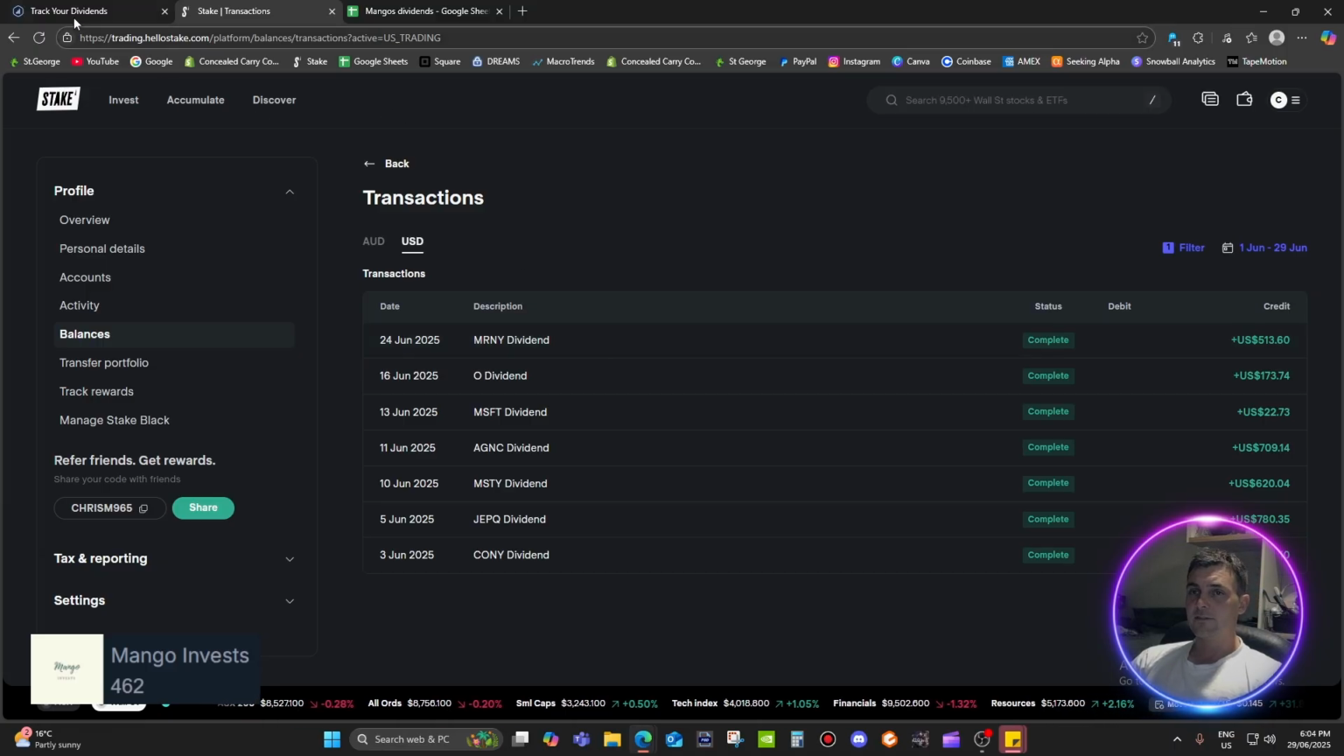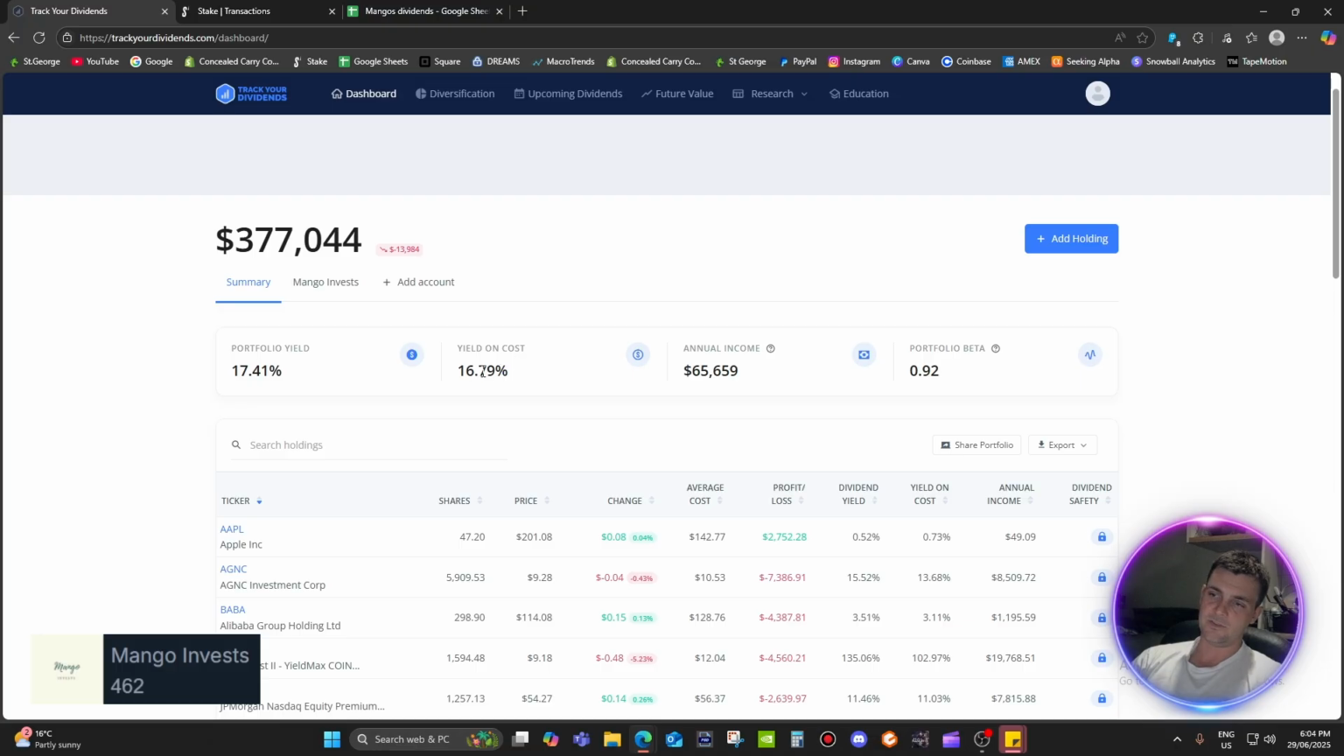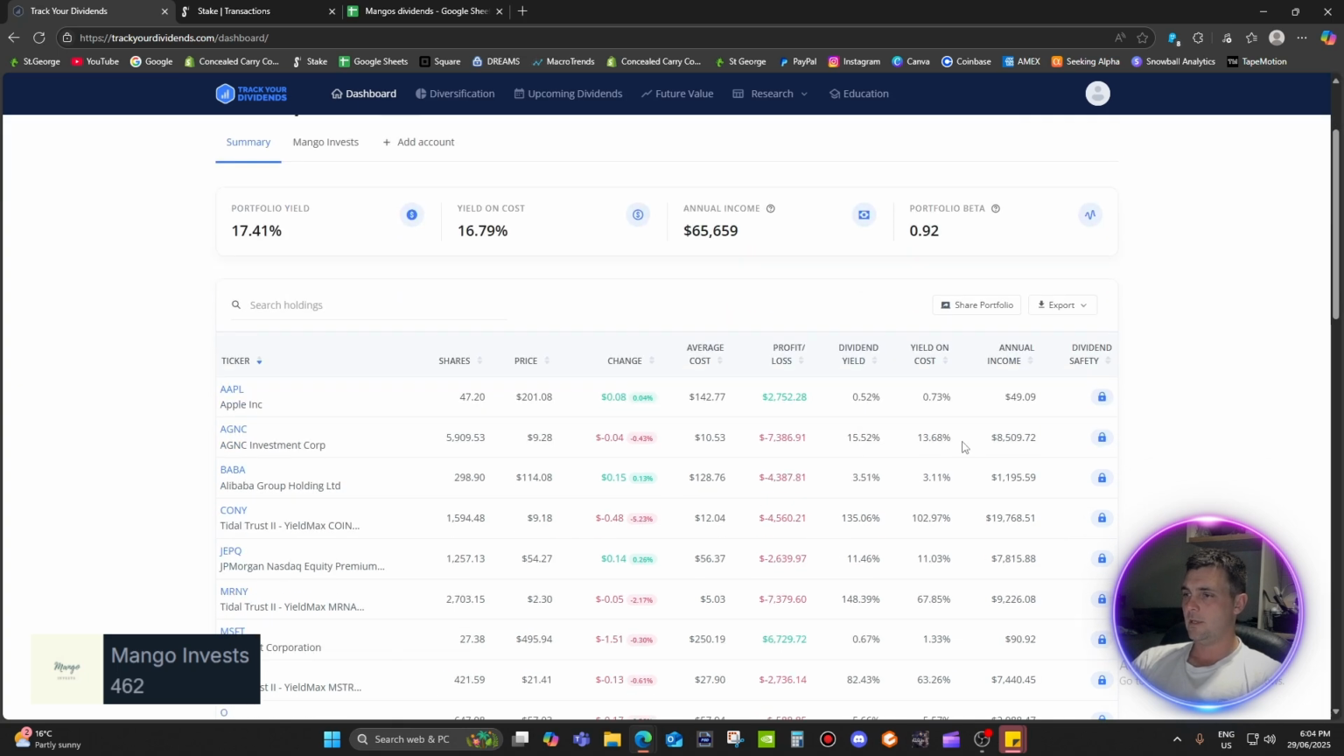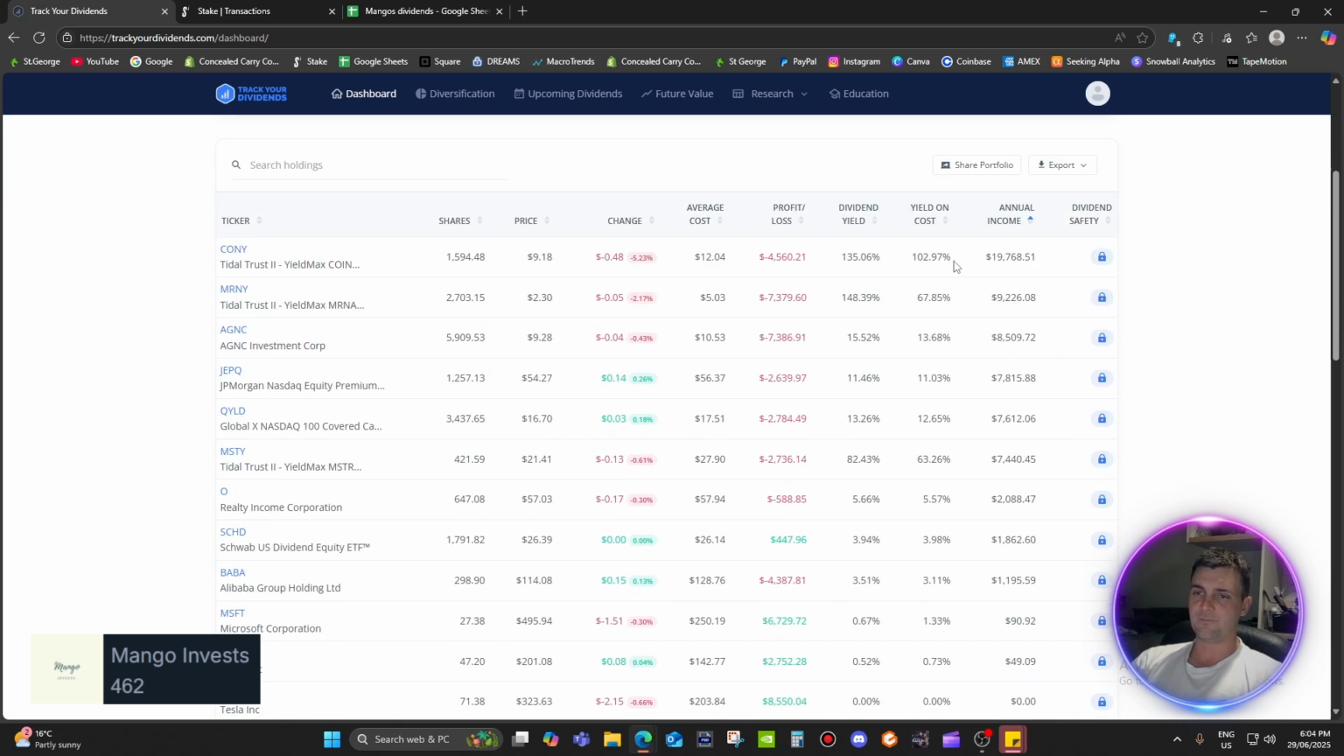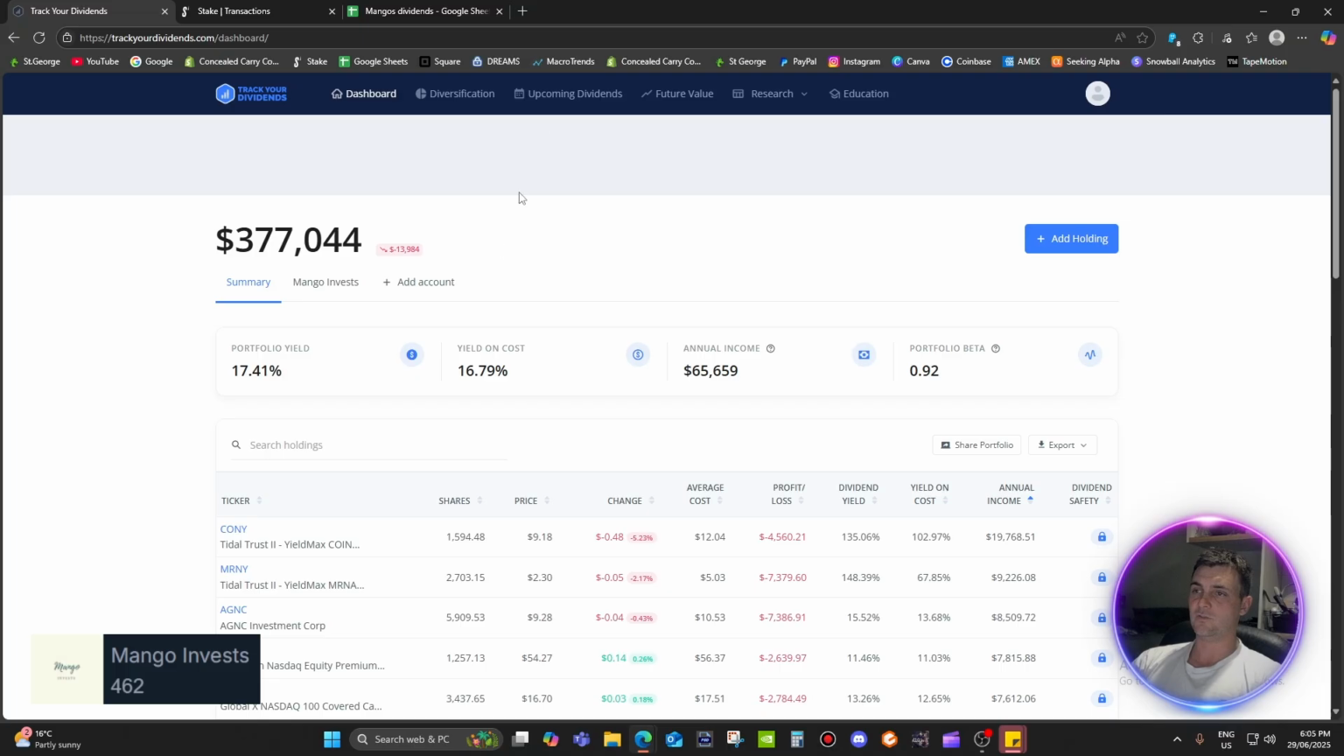Let's have a look at track your dividends. The yield on cost is actually decreasing. It was up to 18 to 19%, but with the yield max ETFs not paying how much they were forecasted to pay, it's dropped the yield on cost a little bit. But the higher paying dividend companies are still in the top three. Coney is projected to pay over $19,000 for me this year in US currency. MRNY, just over $9,000, and you've got AGNC and JetQ around that $8,000 mark, which is not too bad.